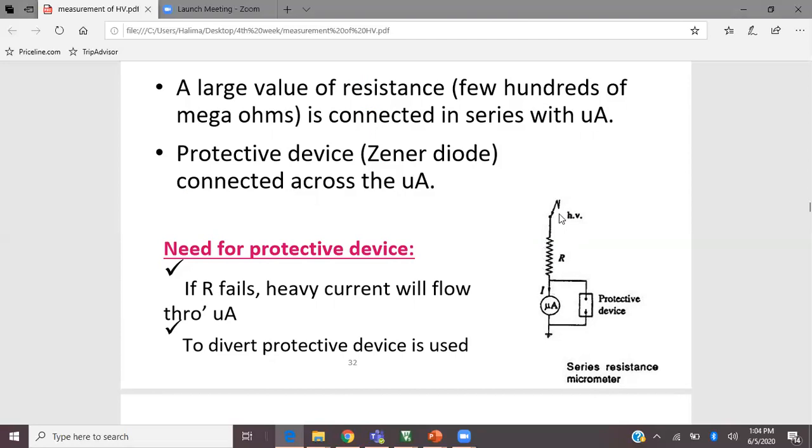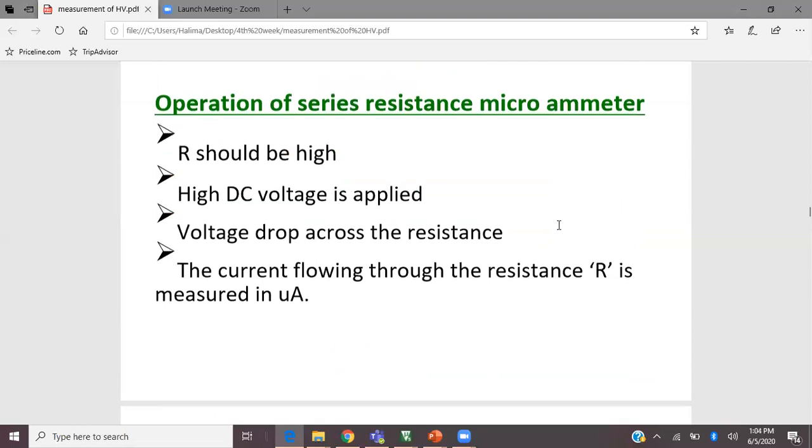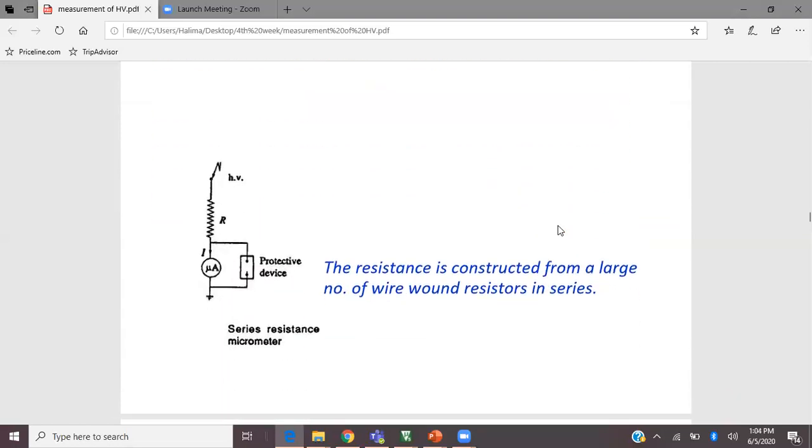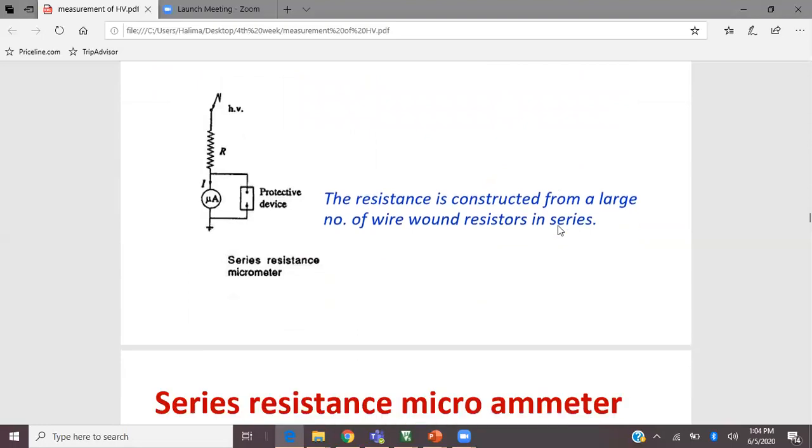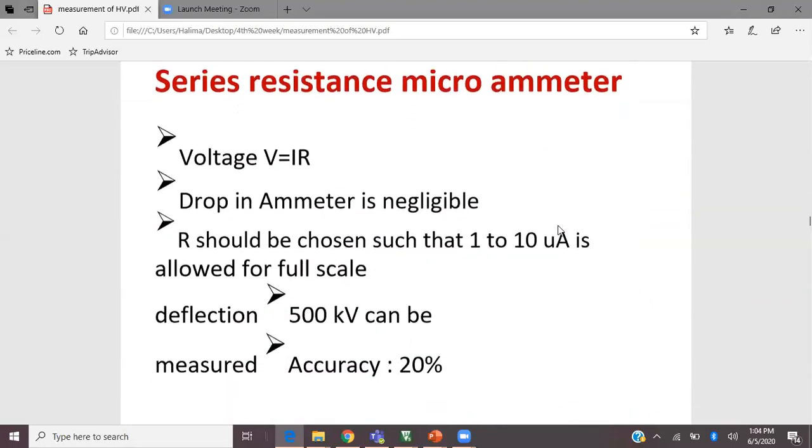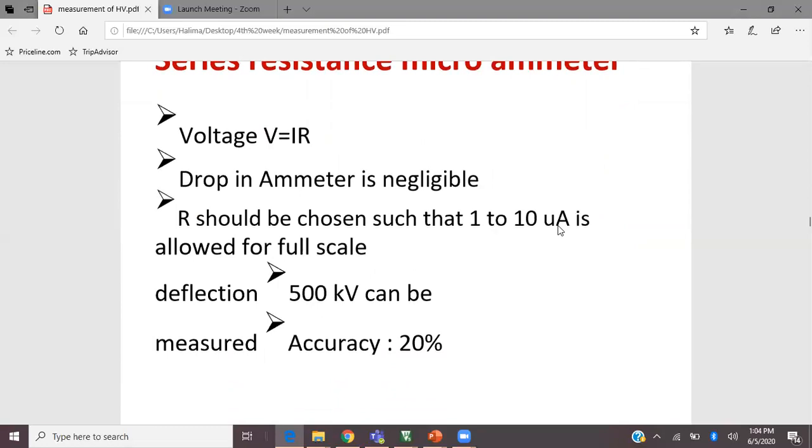We have to apply a high DC voltage, and there will be some voltage drop across the resistance, and the current flowing through the resistance will be in microamperes. That is why we make this resistance with the help of a large number of wire-wound resistors in series. So here voltage V is equal to IR, and the drop in the ammeter is negligible. Resistance can be chosen from 1 to 10 microampere, and deflection will be of about 500 kV, and the accuracy is approximately equal to 20%.